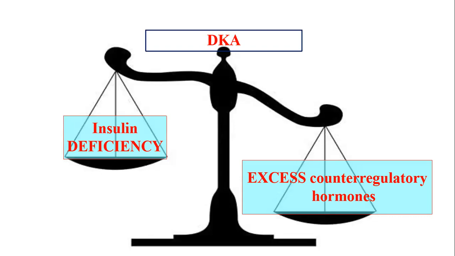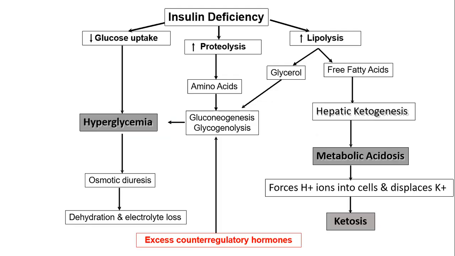So in DKA, there is a deficit in insulin production, with excessive production of counter-regulatory hormones because they promote catabolism. And this forced metabolism results in anaerobic production of metabolism, which results in lactic acid, and lactic acid causes DKA. So in this case, this is the flow of a patient who has DKA.